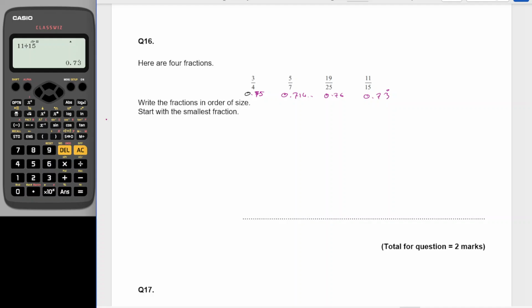The smallest fraction we've got is 5 over 7. The next smallest is 11 over 15, followed by 3 over 4, followed by 19 over 25.